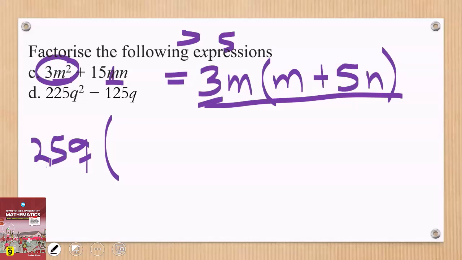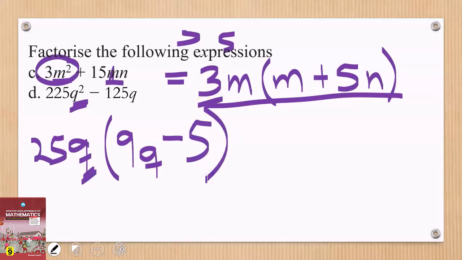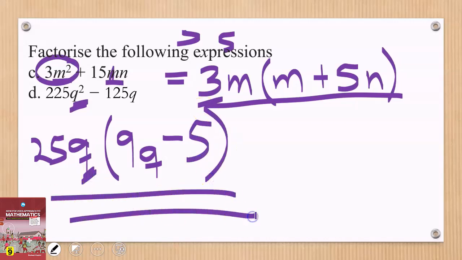Now 25 times what will give us 225? That is 9. But we have 9q because here the q is squared. So if one is out, we'll be left with another one. Minus, with 25 coming out, what times 25 will give us 125? And that is 5. But then q is already out, so q will not come again. So we close this one like this, and that becomes our answer.